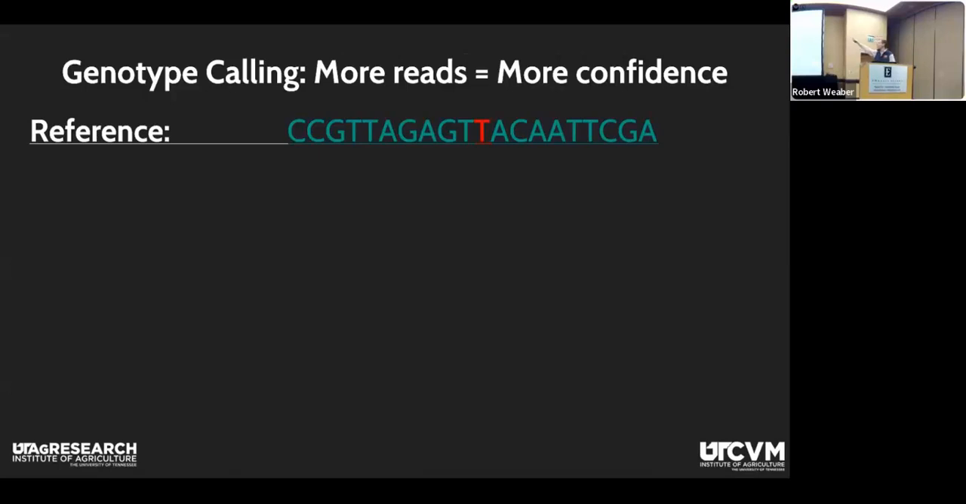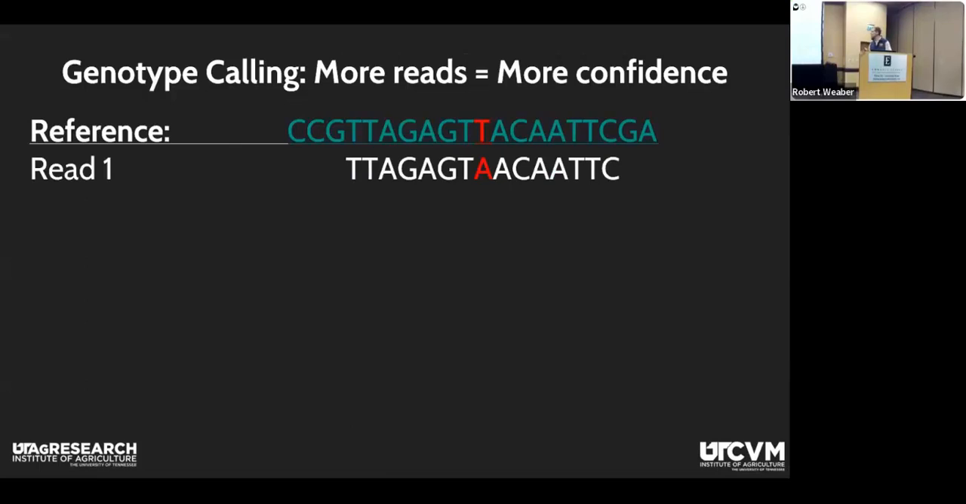So in this case, we have our linear representation of a reference and a focal SNP there, or a focal position there where a T occurs in the reference. We look at read 1, and if we have one read here, at that same position, when we align the most probable alignment back to the reference genome, we see that there's an A that occurs.